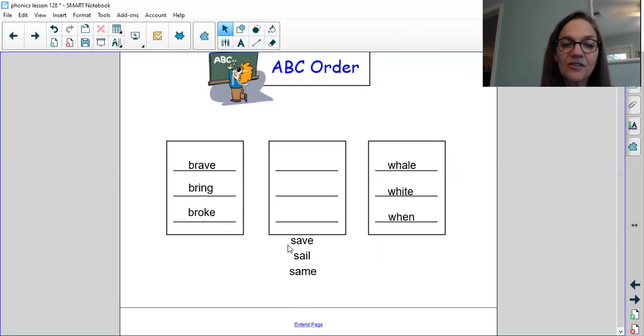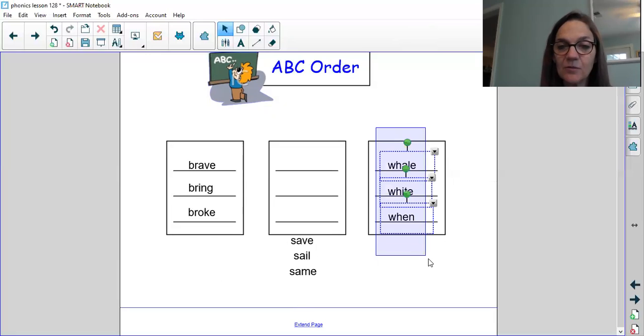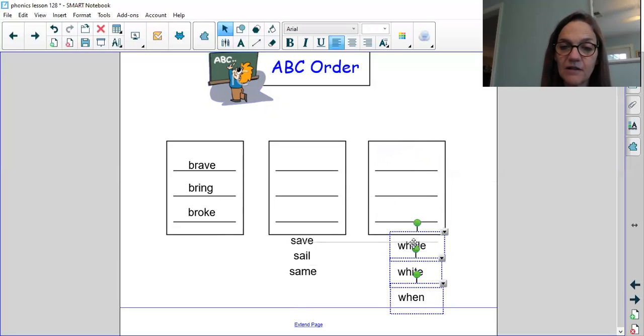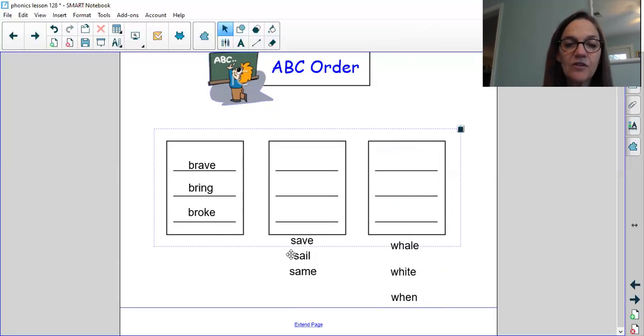Okay. Next, let's look at the S words. I'll move these down to the bottom to get ready for us in a moment. Okay, let's look at the S words. Save, sail, and same. What do you notice about these words? They all start with S-A.